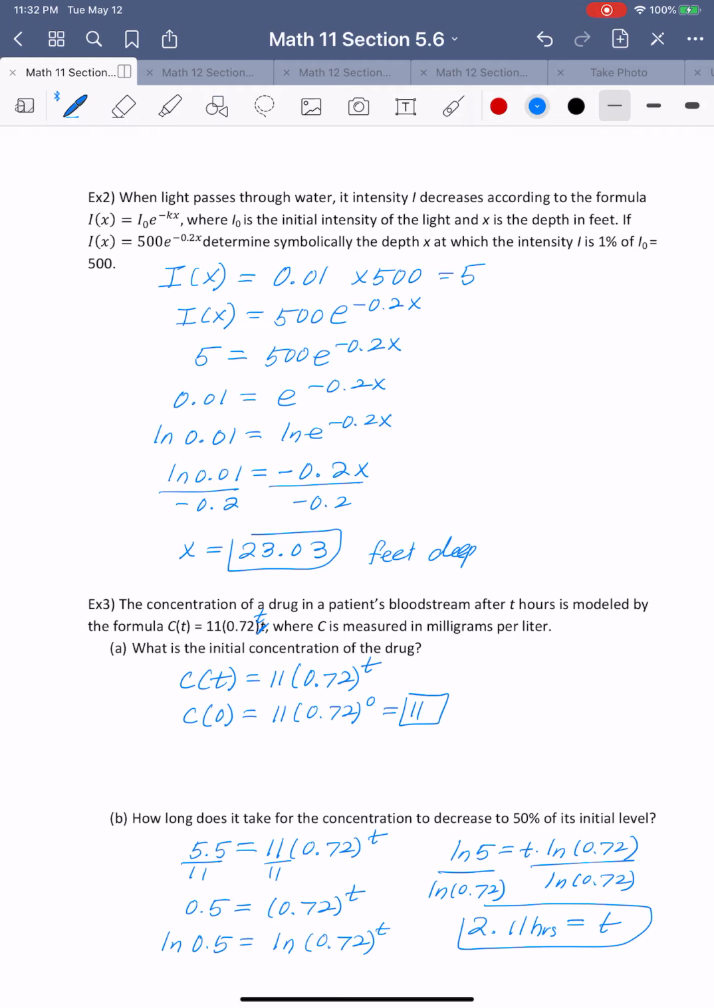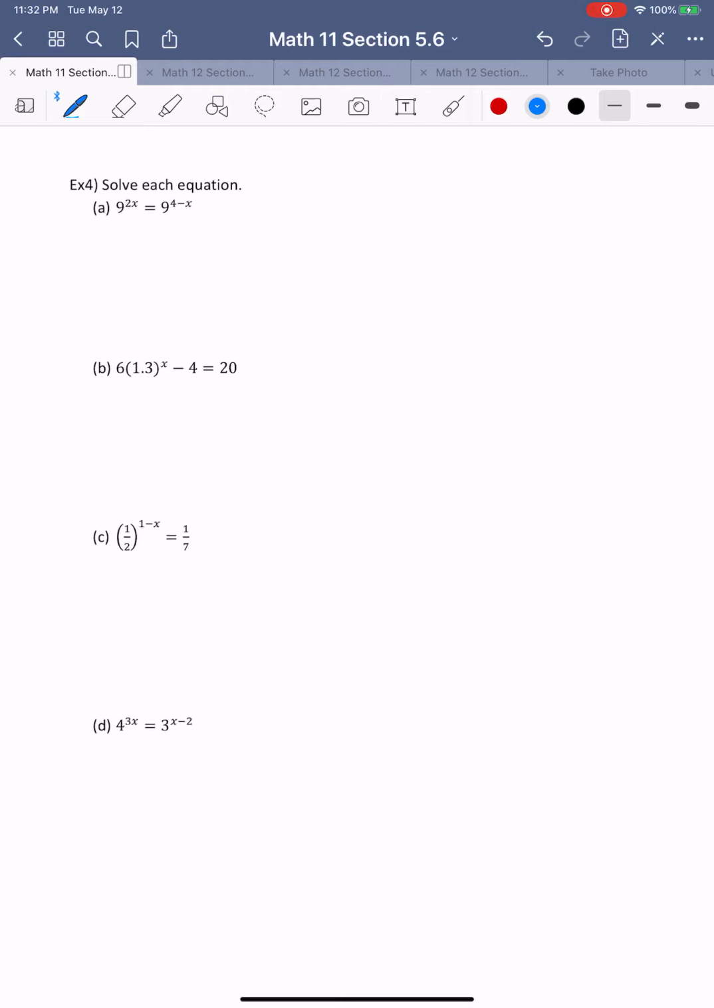Next page. Now we are solving exponential equations. I need to check two cases: whether the base is the same or the base is different. Here the base is the same, 9 on both sides, so you can just say 2x equals 4 minus x. Adding x to both sides, 3x equals 4, divided by 3. So the answer is 4 thirds.